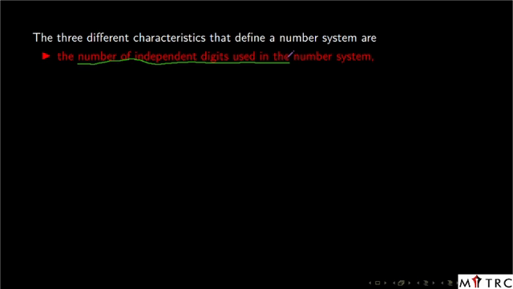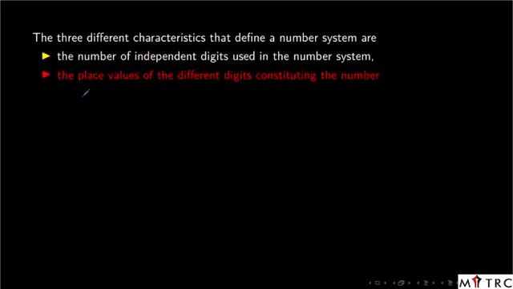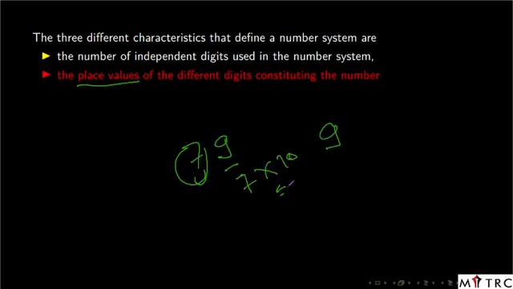For example, in decimal, we use 10 symbols: 0, 1, 2, 3, 4, 5, 6, 7, 8, 9. And in binary, which is used by our computer, we have only two symbols. The second important characteristic is the place value of the different digits constituting the number. Place value basically means, for example, in 79, what is the place value of 9? It is basically 9. And what is the place value of 7? It is 7 into 10, equal to 70.